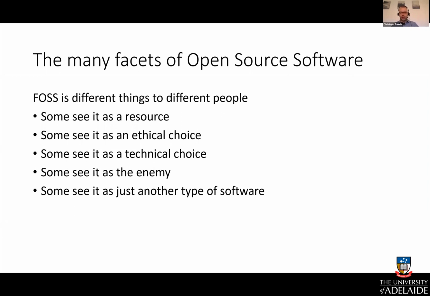Some see it as a technical choice. These would be people who, for example, believe that it would be beneficial to their organization if they have all this transparency, if they can say, look, all our source code is available as open source. Some see it as the enemy.